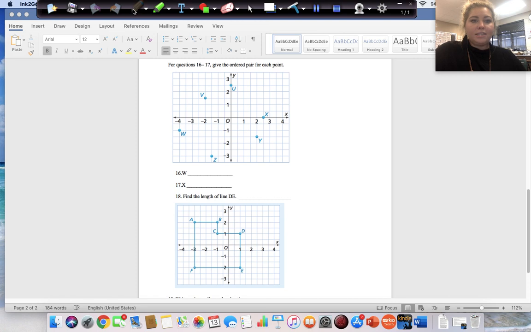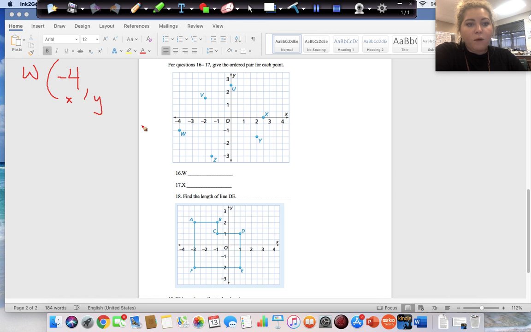Okay, for number 16 and 17, you are just writing the ordered pairs of the letters that's shown. Okay, remember that these are all counting by halves too. So we have negative 1/2, negative 1, negative 1 and 1/2, negative 2, negative 2 and 1/2, negative 3, negative 3 and 1/2, negative 4. So W is actually written as negative 4, that's your X value.